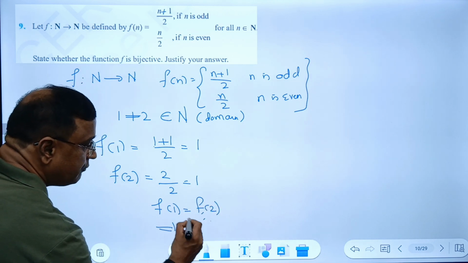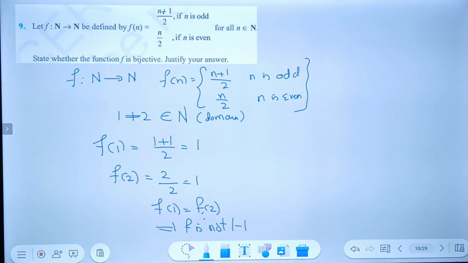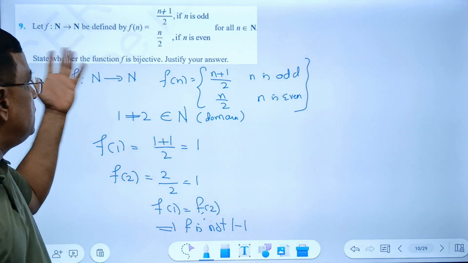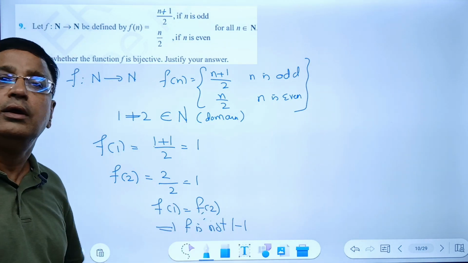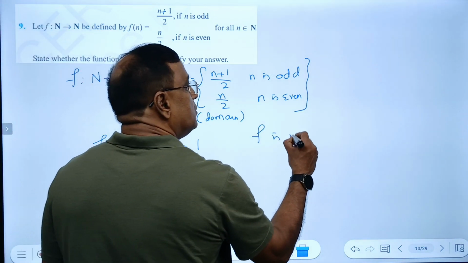This implies f is not 1 to 1. If it is not 1 to 1, it cannot be bijective. Yes or no? Since if it is bijective, it should be 1 to 1 and onto. Since I proved it is not 1 to 1, therefore f is not bijective.